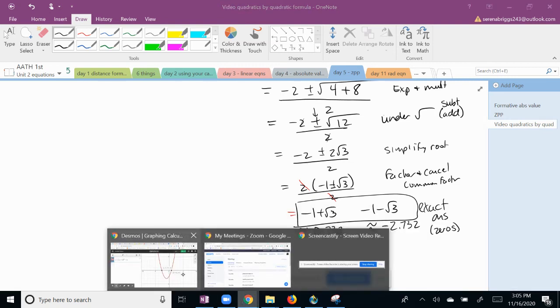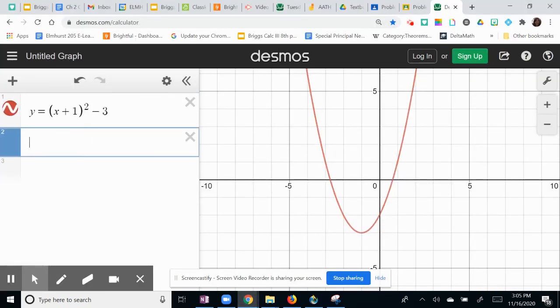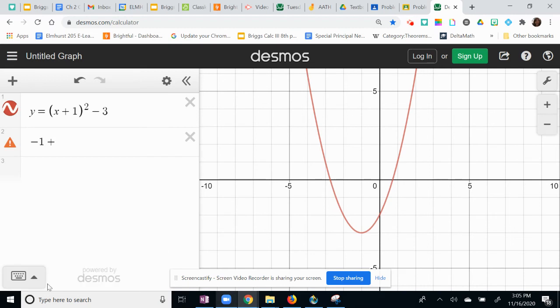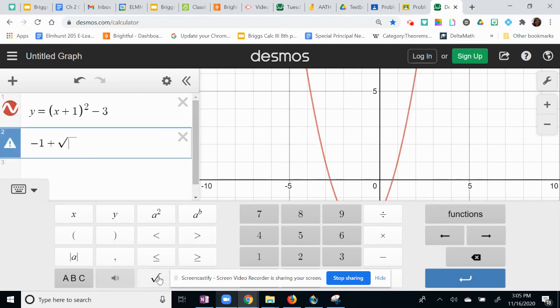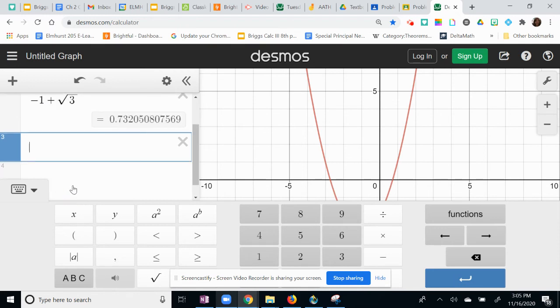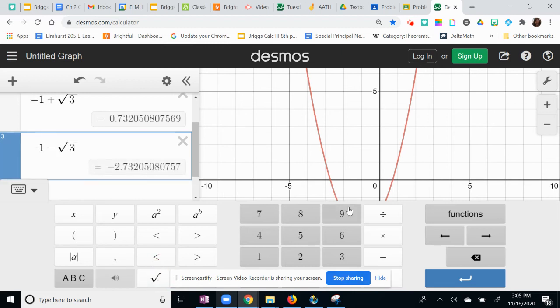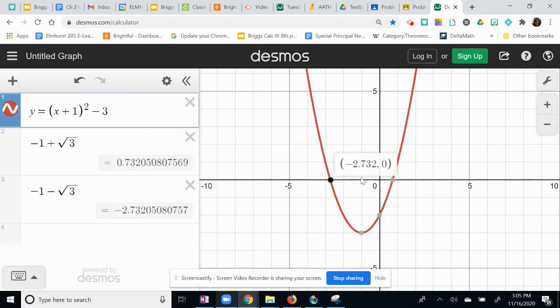Let's go back to Desmos and prove it. If I type into Desmos -1 plus radical 3, look at that. -1 minus radical 3, look at that. Those are those two intercepts right there.